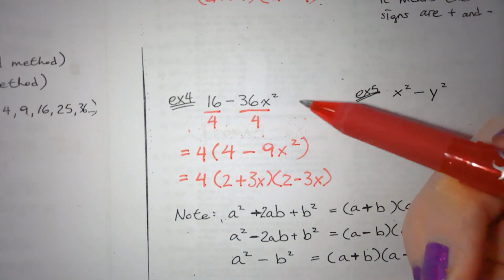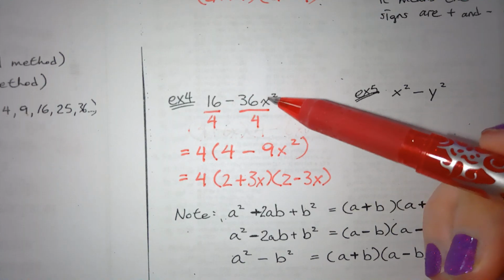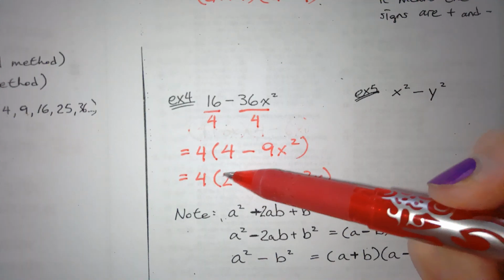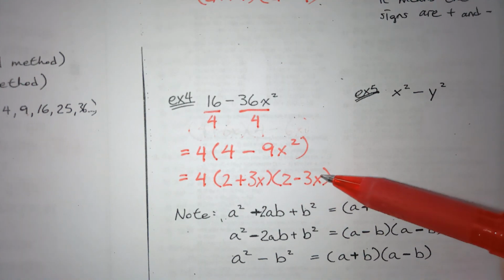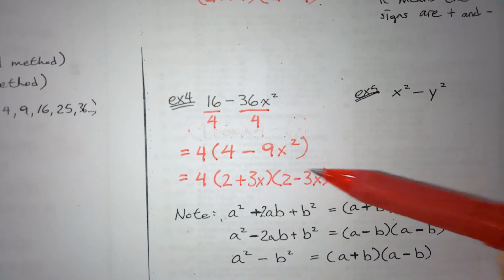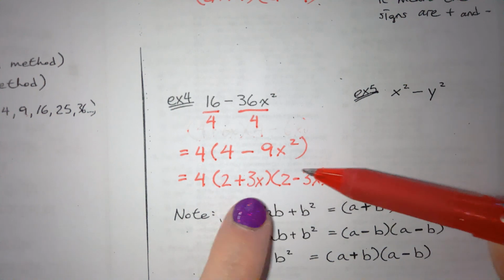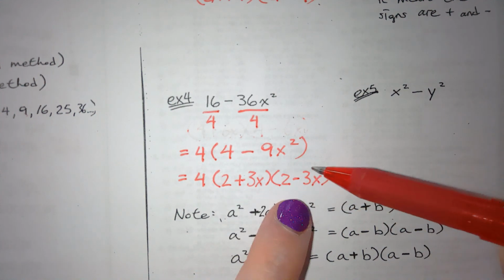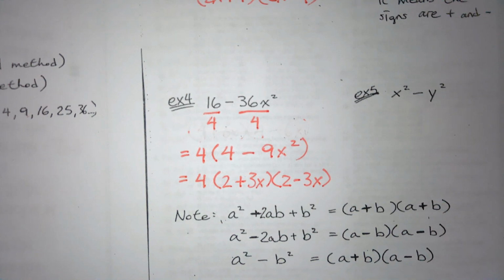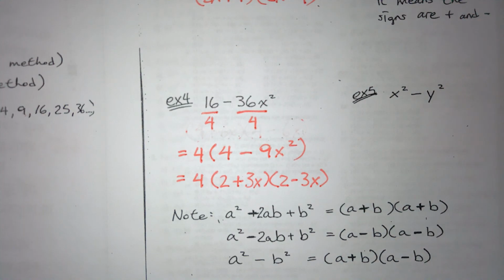So, what's different with this example is I had the constant and then the variable. So, when you write your factors, you write the number first. The order of like 2 plus 3x, 2 minus 3x, that matters. So if you did 3x minus 2, that would be wrong. So the order of how you write the terms matters.